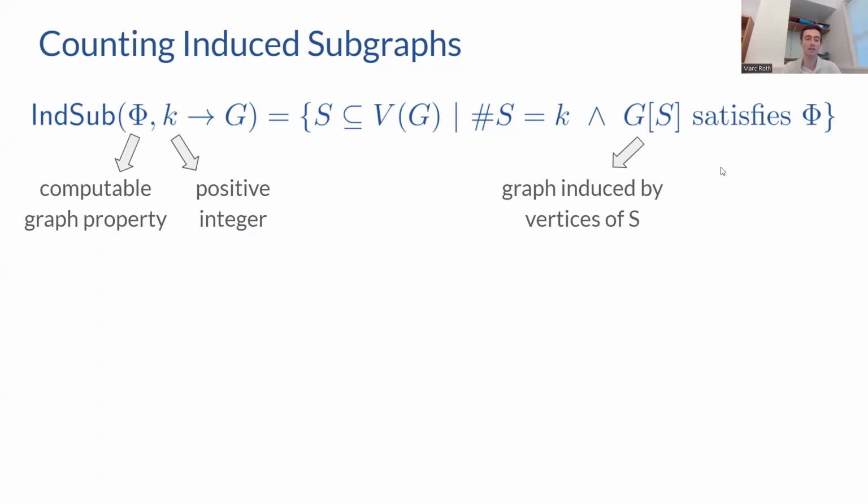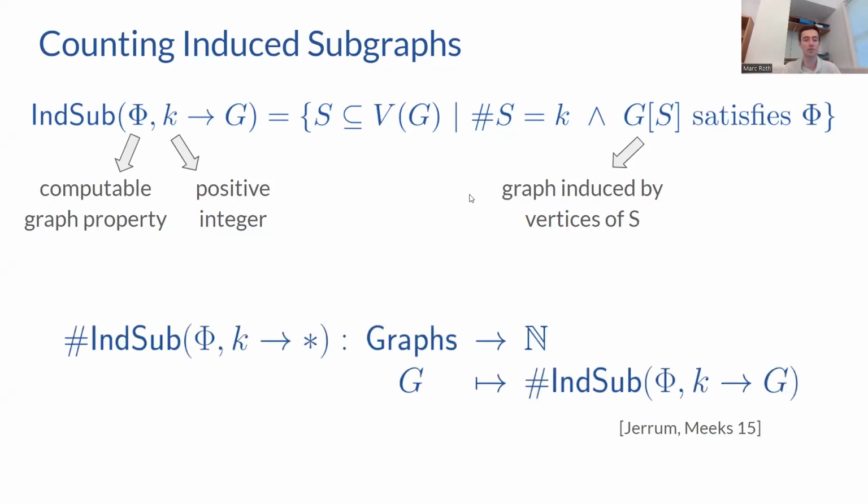Since we will be interested in counting those, let me introduce this notation for functions. So I will write #IndSub(phi, k) to the star for the function that expects as input a graph G and then outputs the cardinality of this set. That is the number of k-vertex induced subgraphs of G that satisfy the property.